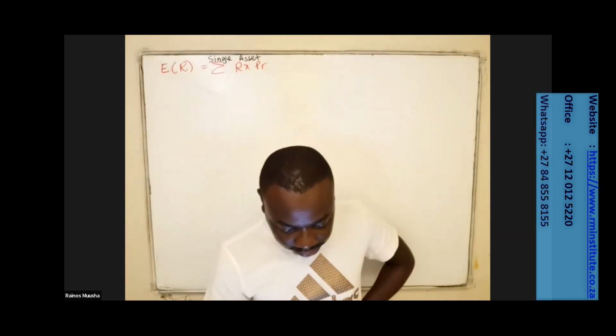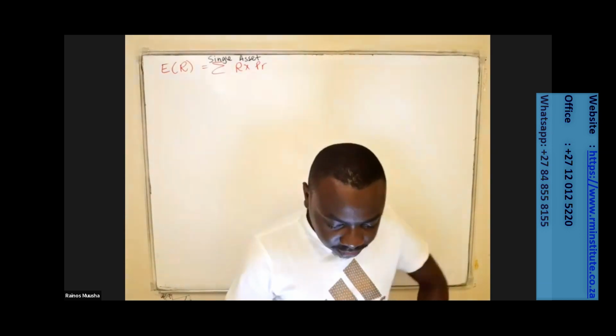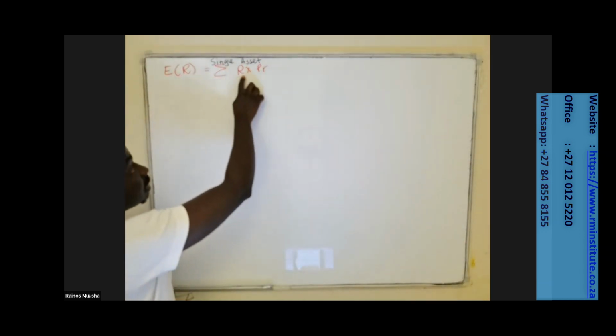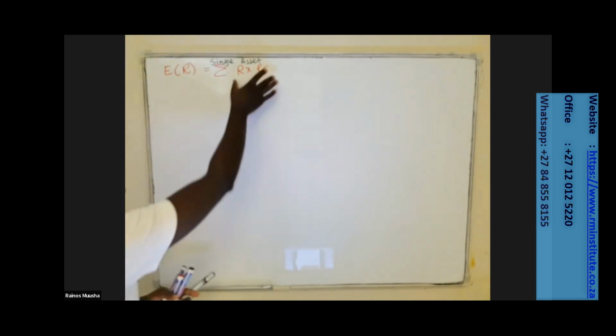To get the expected return, remember we say the expected return is given as the sum of the returns multiplied by the probability of earning that return. So when we say sum of, it means after we account for each scenario, we're going to add up the different scenarios, the amounts that we get for these different scenarios.